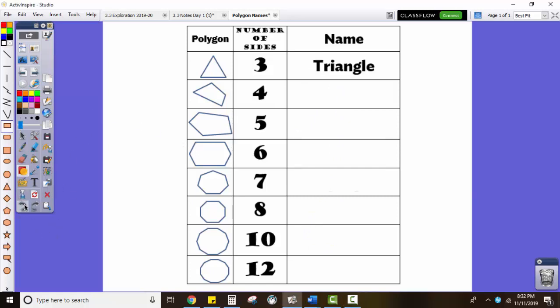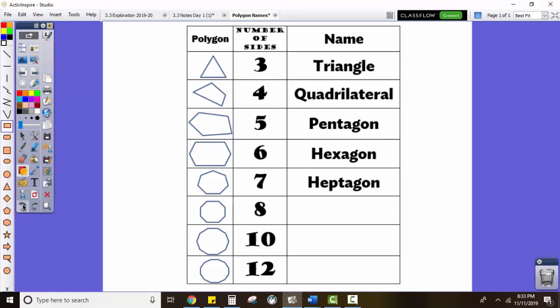We all know that a three-sided polygon is a triangle. A four-sided polygon is a quadrilateral. There's lots of different types of quadrilaterals. There are squares, rectangles, rhombuses, parallelograms, but they all have four sides, making them quadrilaterals. Five-sided is a pentagon. Six-sided is a hexagon.